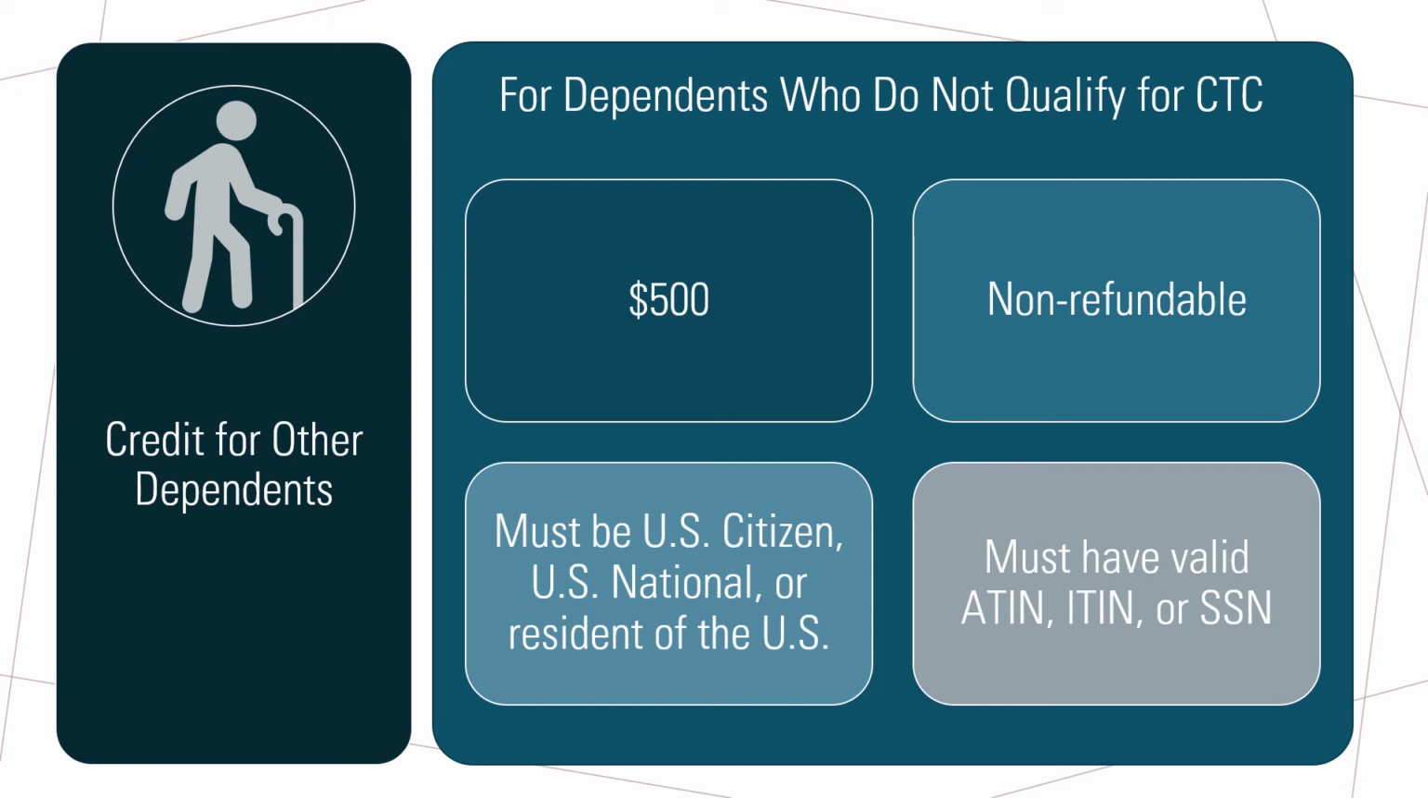The credit's not quite as generous as the child tax credit. We only get $500, and it's non-refundable. So if our taxpayers owe less tax than the amount of credit, they only get up to the amount of tax that they owe, and then anything above and beyond that is just lost. So it's not quite as generous. They won't be able to get more refund than what tax they owed on this credit.